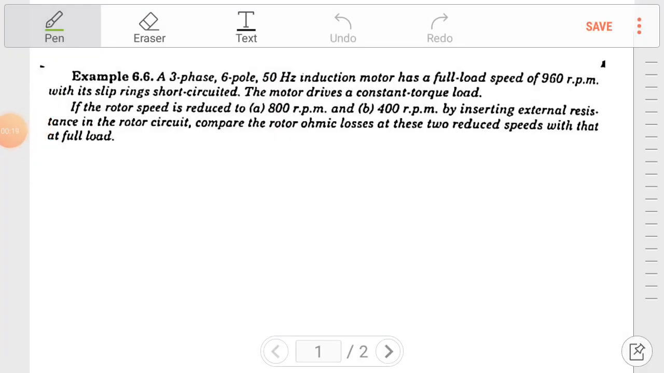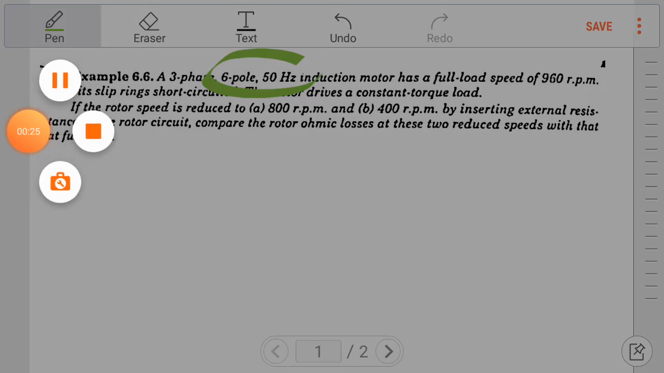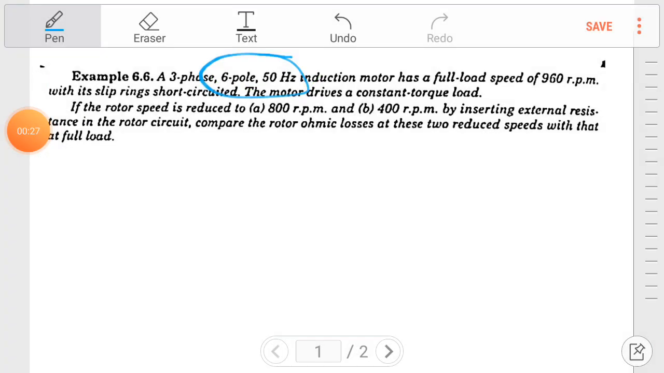In the sixth example, what it is saying: a three-phase 6-pole 50 Hz induction motor has a full load speed of 960 rpm with its slip ring short circuited, and the motor drives a constant load torque. So the torque is constant.